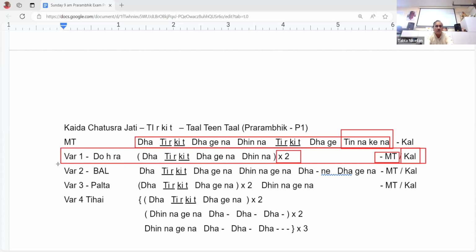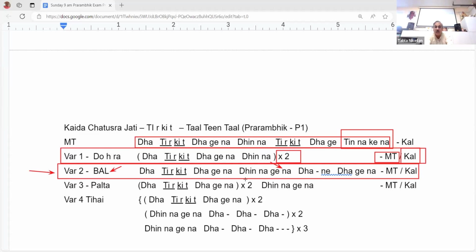Now the second variation, which is burl. Okay, so this is a little tricky variation. Make sure you guys understand this variation. Amongst all the variations, this is a little tricky because of the burl. How does that go? Dha te rakita dha ge na dhinna ge na dha ne dha ge na. So you are adding ge na, which was not part of anything already. So make sure, that is a little tricky here.